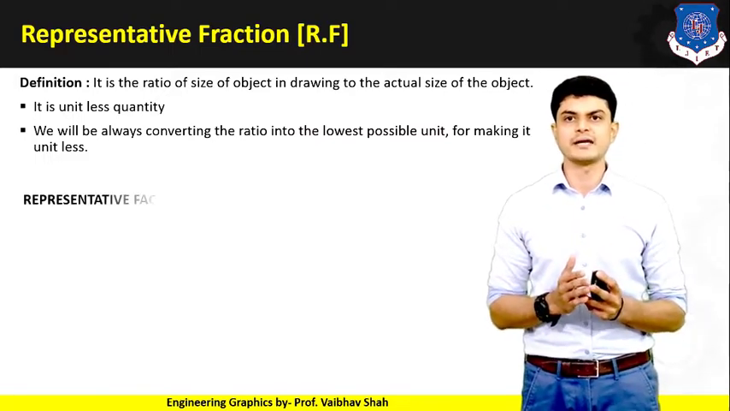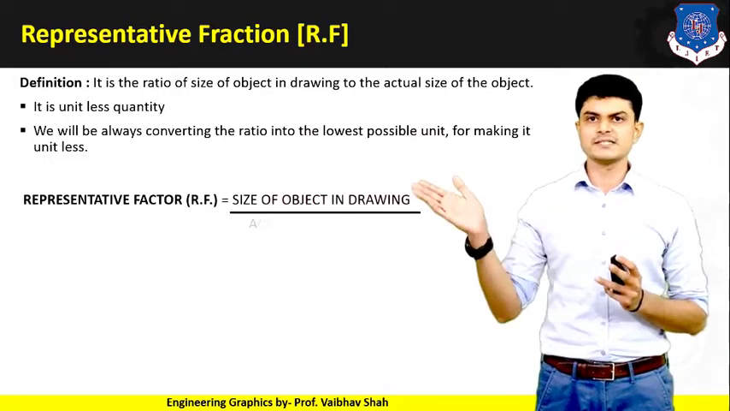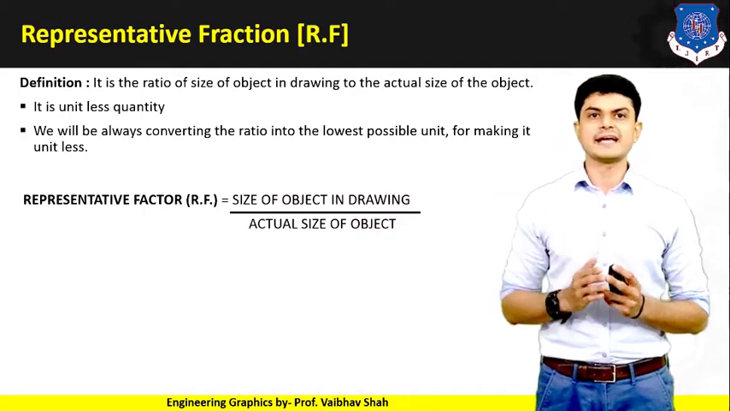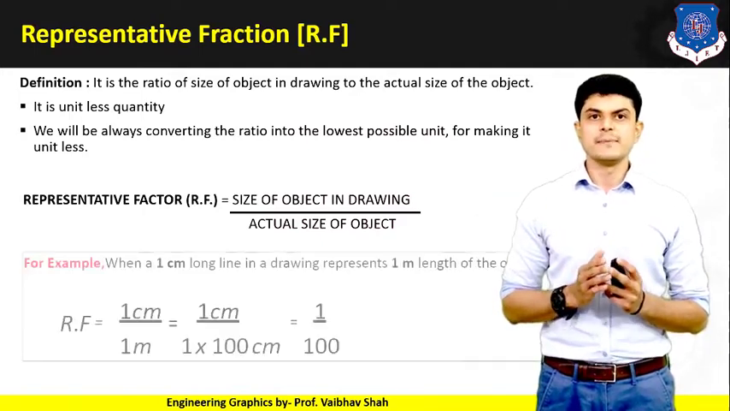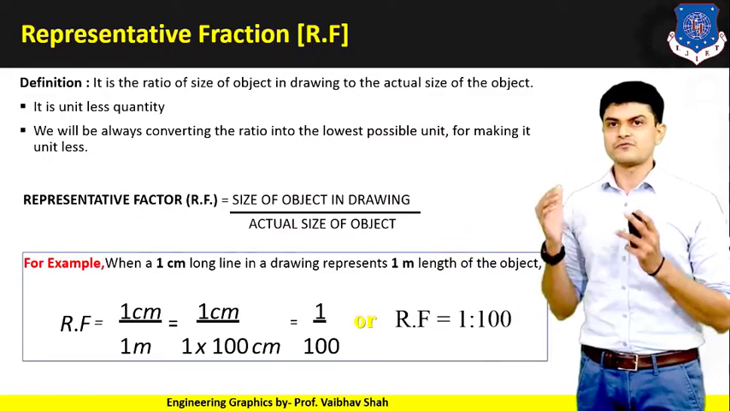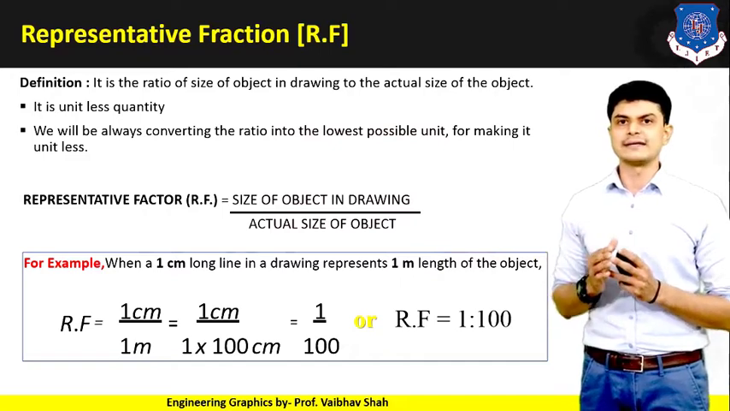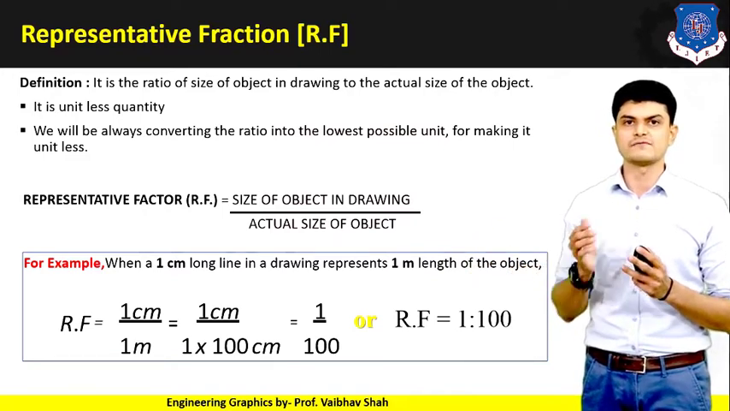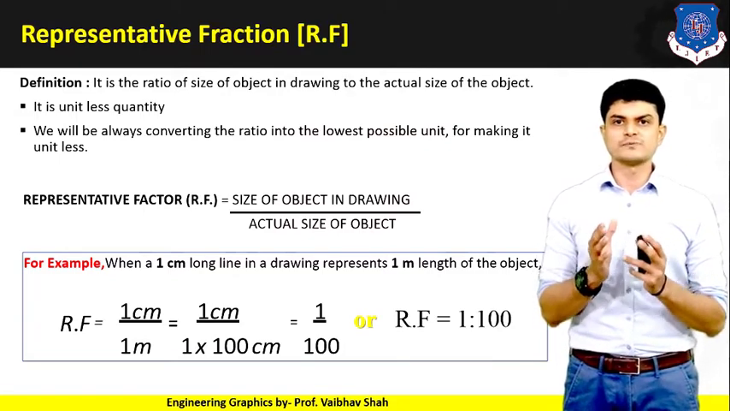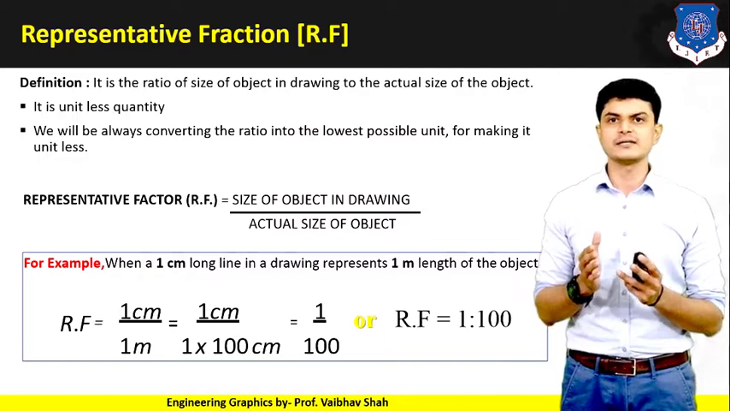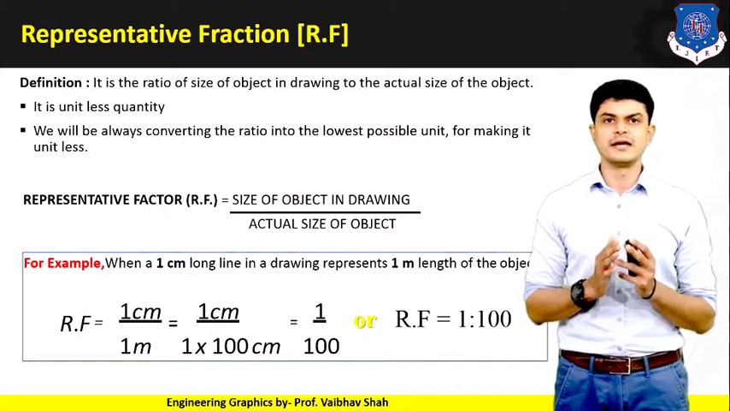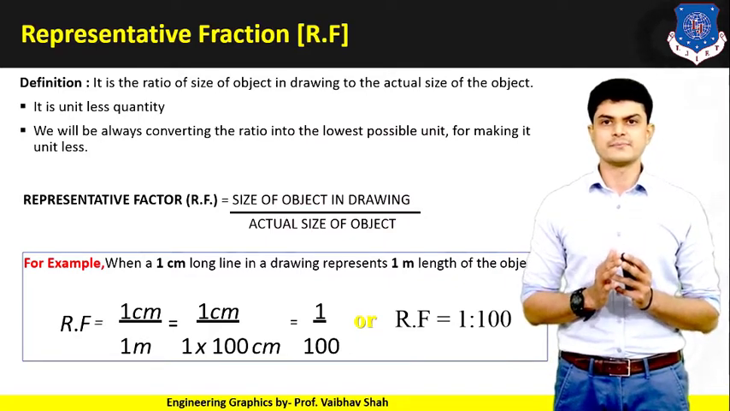Let us see its mathematical equation. Representative factor, or RF, can be written as the size of the object in the drawing upon the actual size of the object. Now let us understand this equation with an example. For example, when a 1 centimeter long line in a drawing represents 1 meter length of the object, then RF is equal to the size of the object in the drawing upon the actual size. What is the size of the object in the drawing? We have seen that it is 1 centimeter.